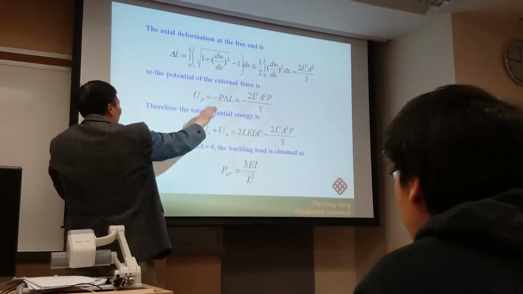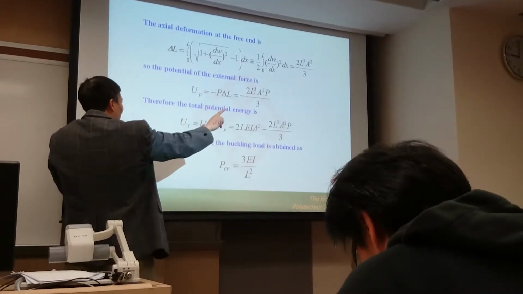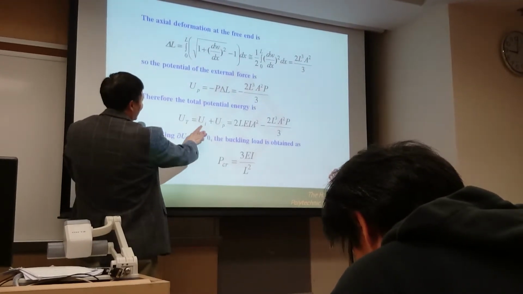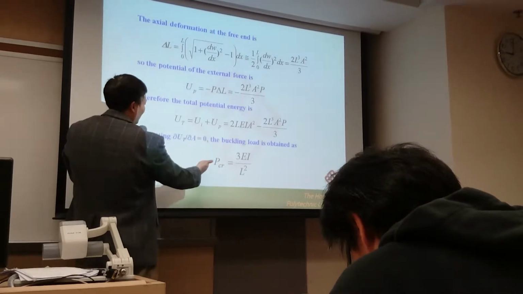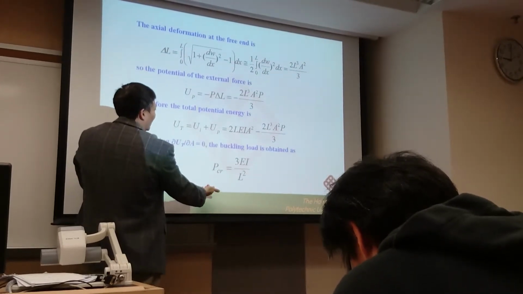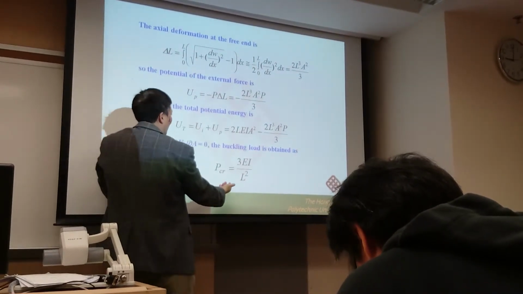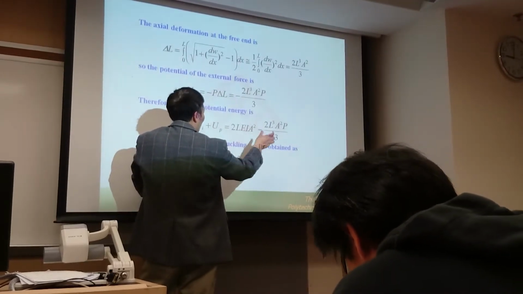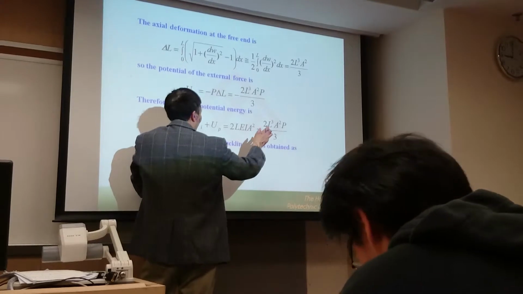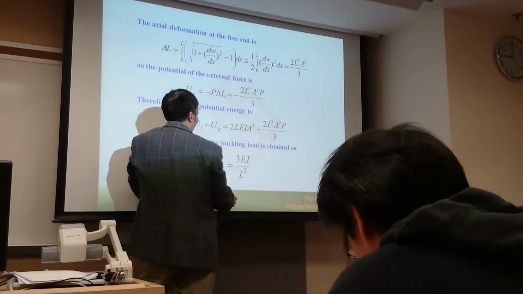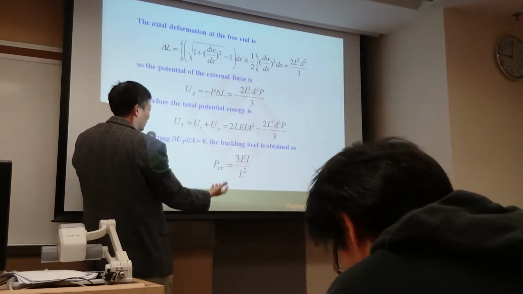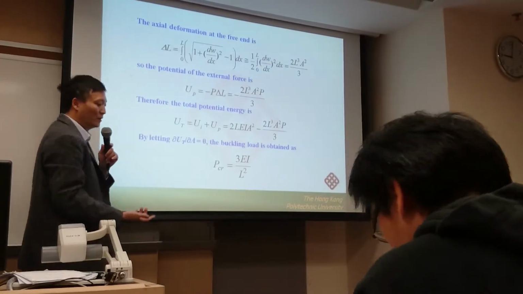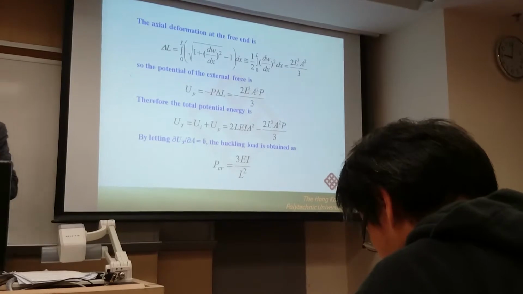Again, this is a function about A squared, must be, okay? And then we can obtain the total potential energy and take the first derivative. We are able to obtain an equation with one coefficient times A. Okay, A equal to 0 is a trivial solution, and the coefficient equal to 0 is a non-trivial solution. From the coefficient equal to 0, we can obtain the buckling load. So this is the solution.